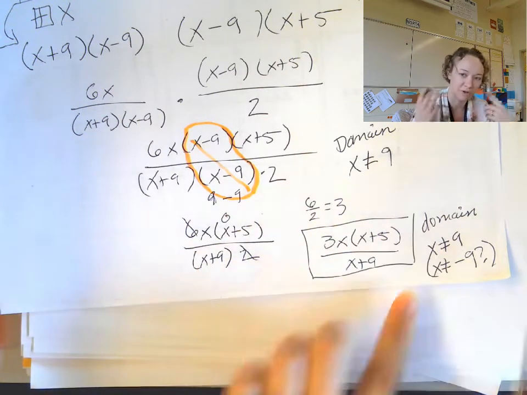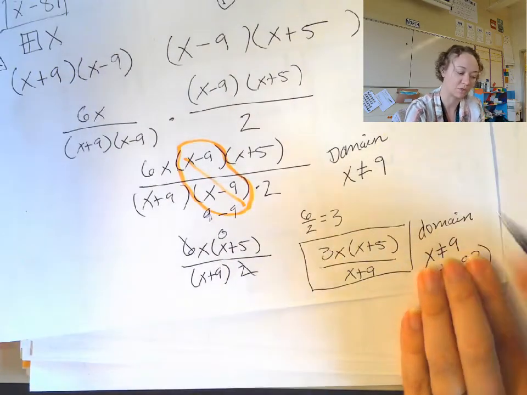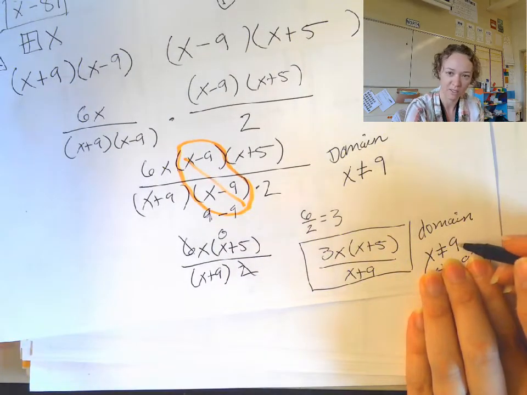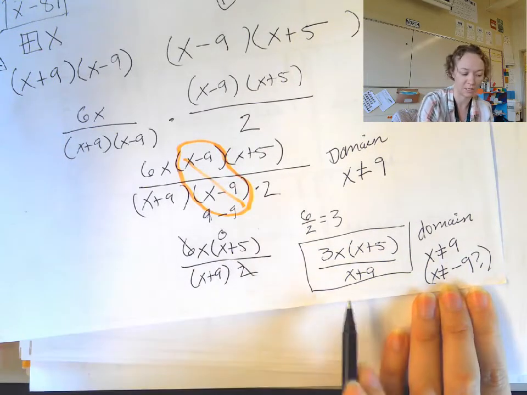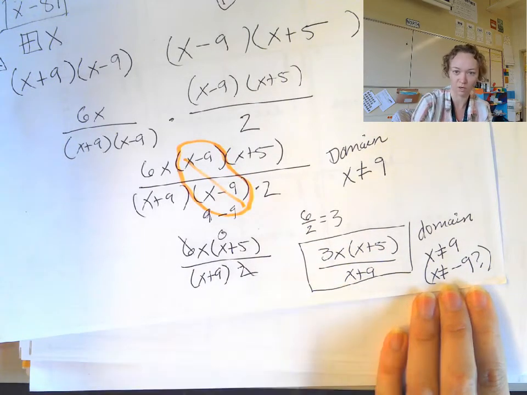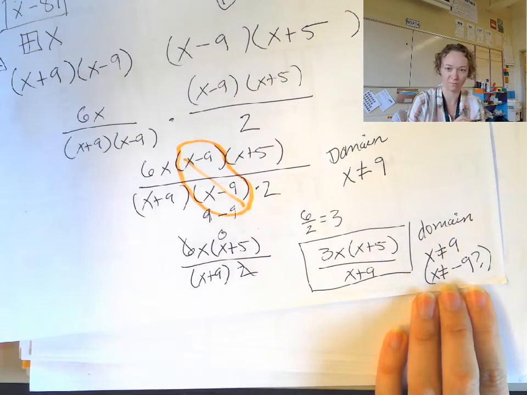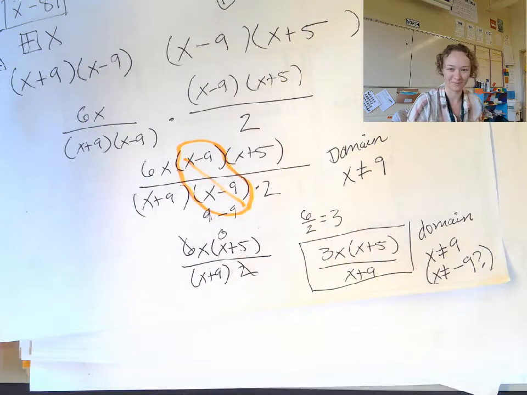So if I were teaching this, I would say that the domain restriction is that x cannot equal 9, but you might also be required to say that x cannot equal -9, because that's the one that would make this one not work too, even though it's still there in the problem. I hope that helped.